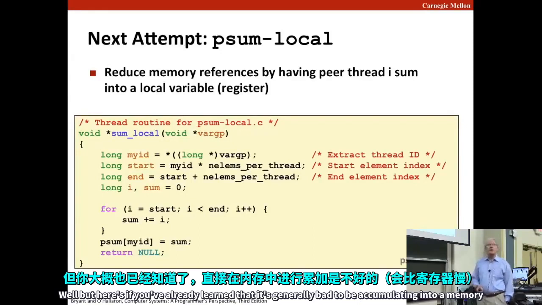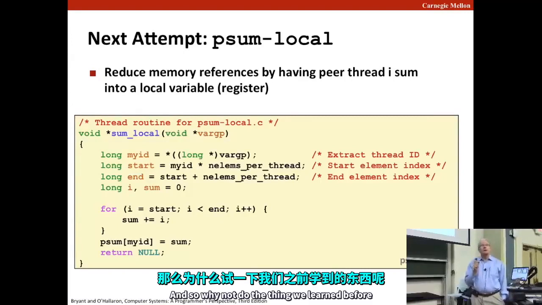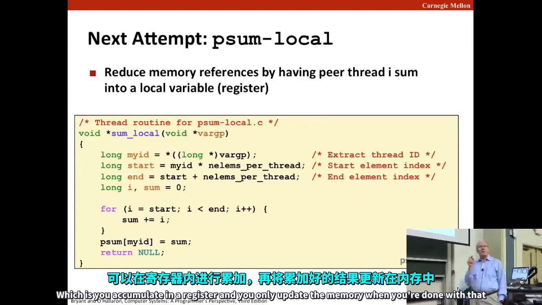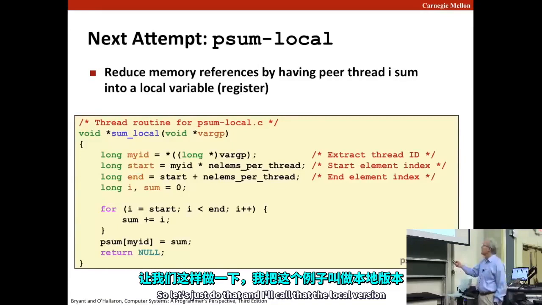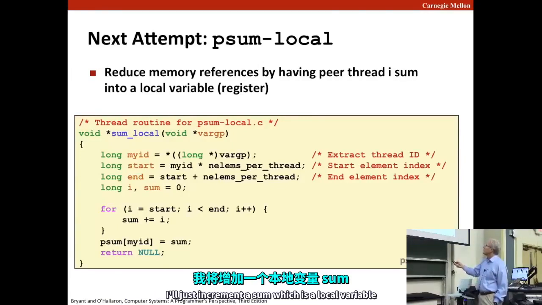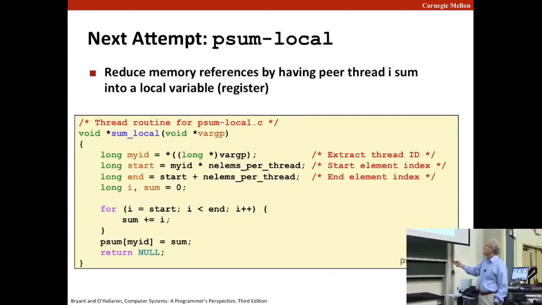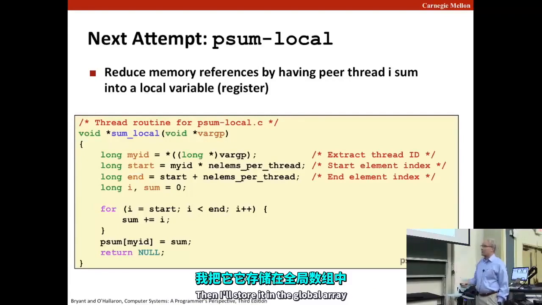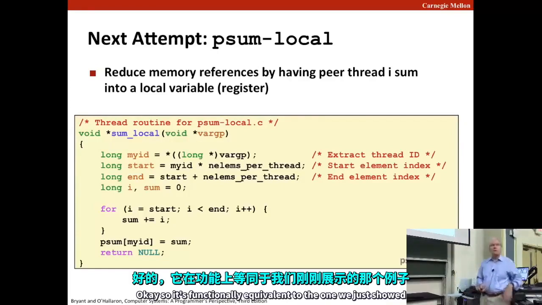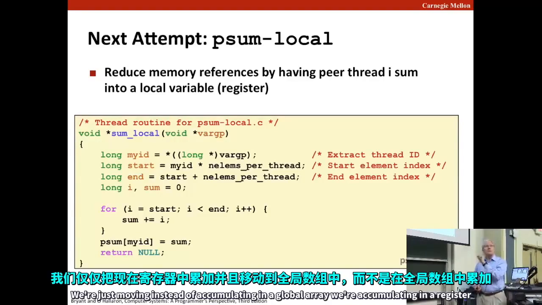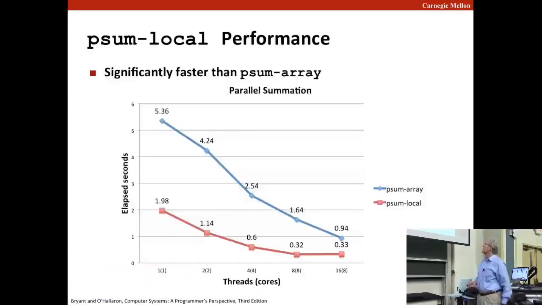But you've already learned that it's generally bad to be accumulating into memory. So why not do the thing we learned before, which is you accumulate in a register and you only update the memory when you're done with that. So let's just do that, and I'll call that the local version. I'll just increment a sum, which is a local variable, and only when I'm done, then I'll store it in the global array. Okay, so it's functionally equivalent to the one we just showed. We're just moving, instead of accumulating in a global array, we're accumulating in a register. And here you see a pretty big performance improvement.